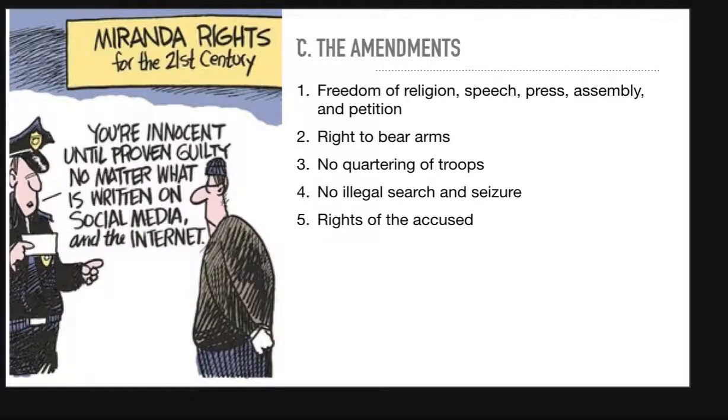Oftentimes we may hear on TV somebody talking about my Miranda rights, you have the right to remain silent, those type of things. That is part of Amendment number 5, although you will not actually find the Miranda rights in here. That was a 1971 Supreme Court decision that forced police officers to recite that to make sure that people were aware of what their Fifth Amendment rights were all about.